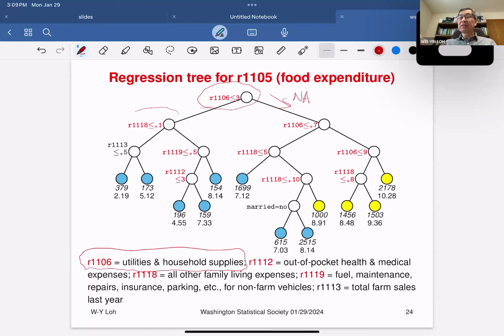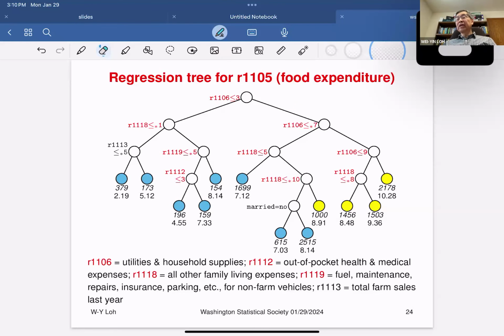Then you come to the next one. All right, so among those people who satisfy the first condition, the second condition is R1118, all other family living expenses, right? And it's less than or equal to 1 with an asterisk. Okay, so 1 actually means $0. Less than or equal to 1 on the coded range means actually they're negative. I don't know how it can be that maybe they get negative expenses somehow, or probably just 0 or missing. So I think most of the observations going down this branch have missing values in this variable. And then you come down to the third one, which is R1113, which is total farm sales last year. Right?